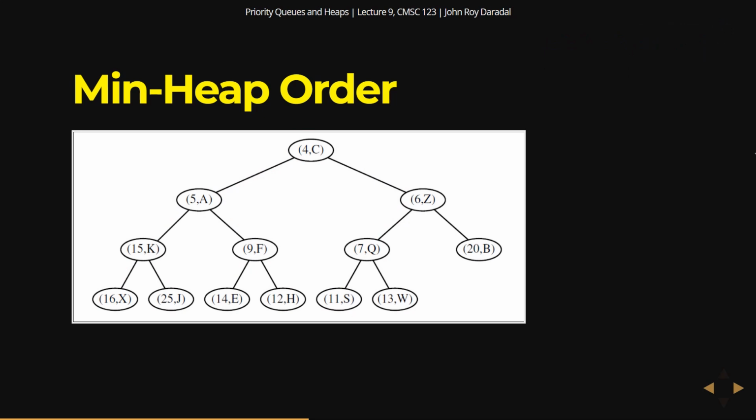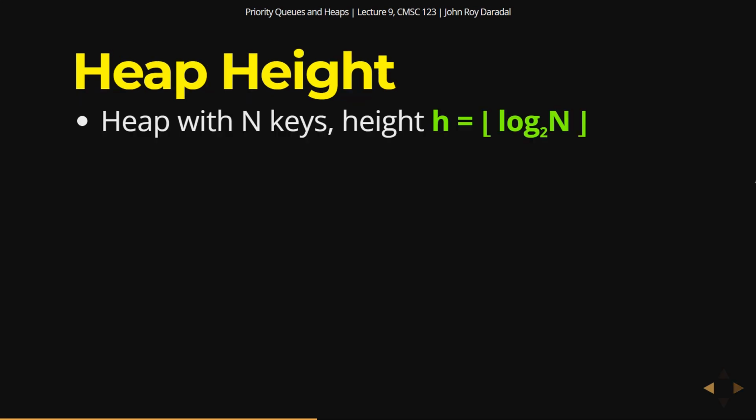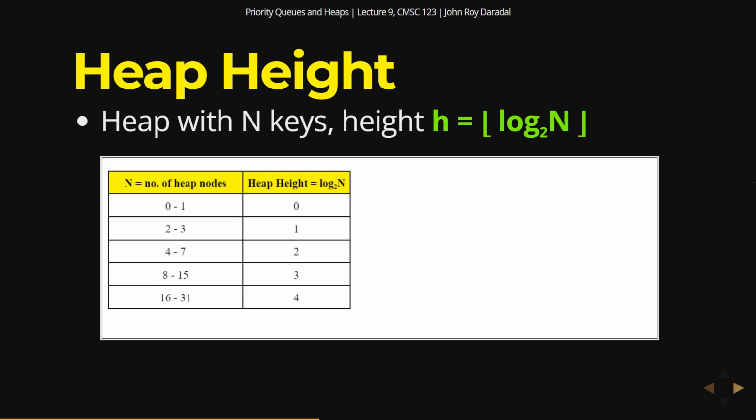So those are the two properties that the heap needs to maintain at all times. Now, about the height of the heap. If the heap has n keys, then the height of the heap would be the floor of log of n base 2. Okay, so let me show you examples of that.